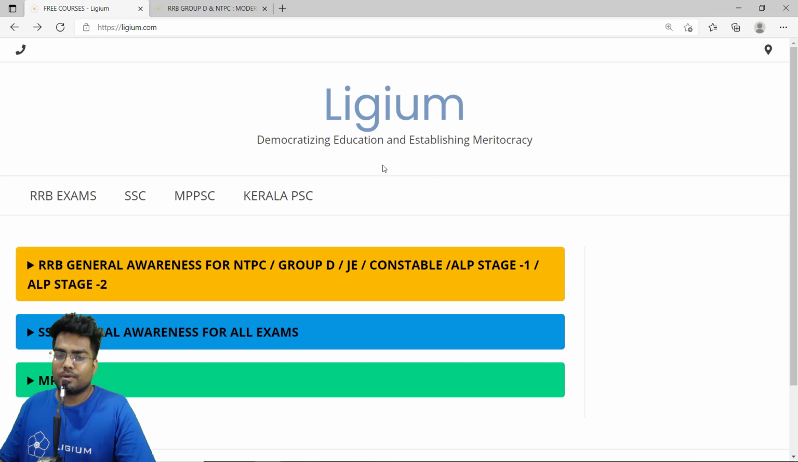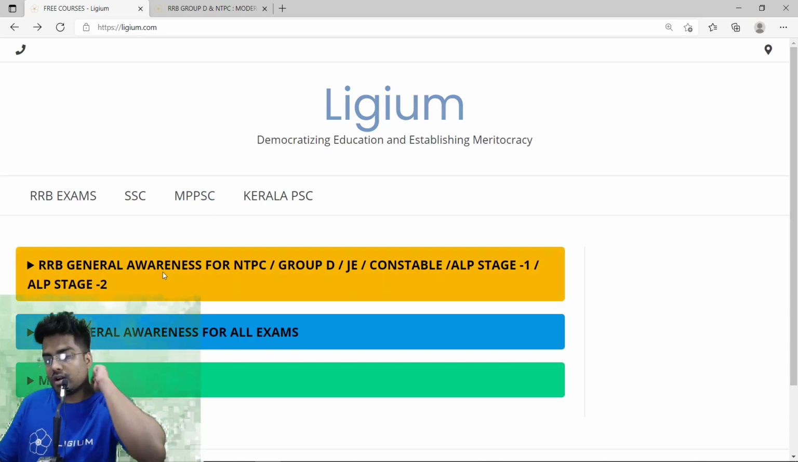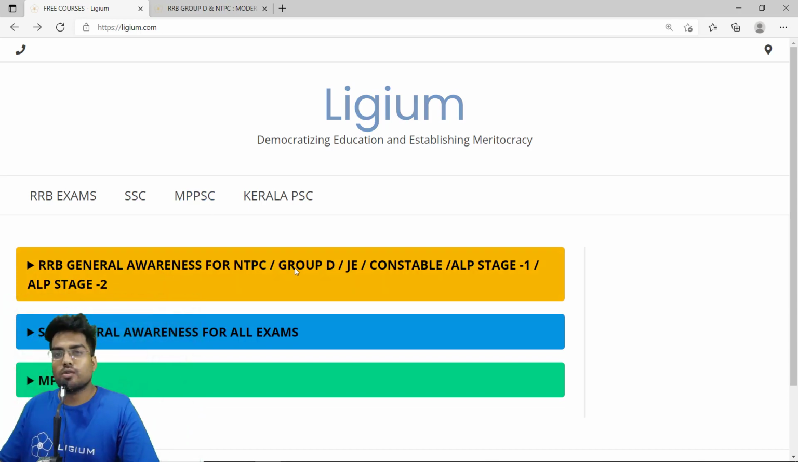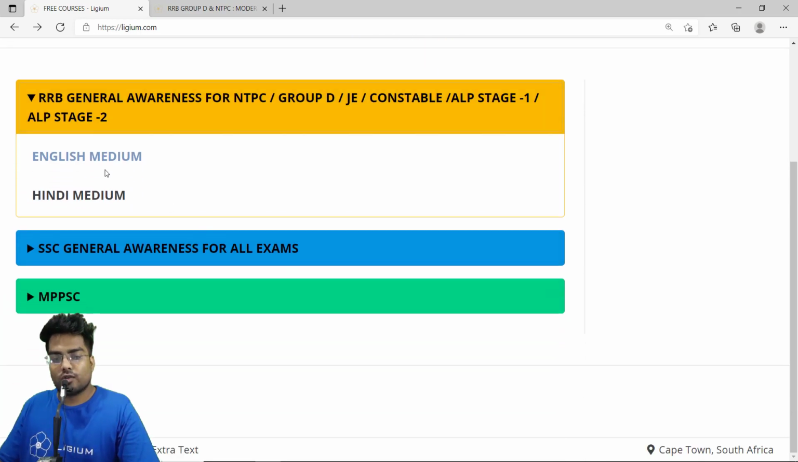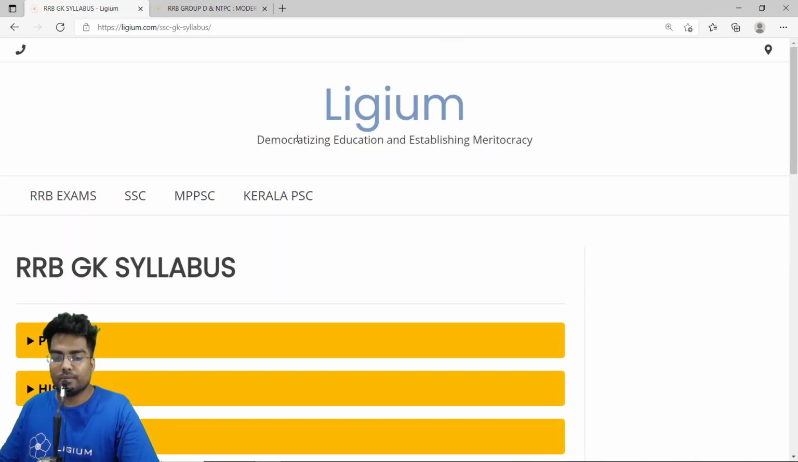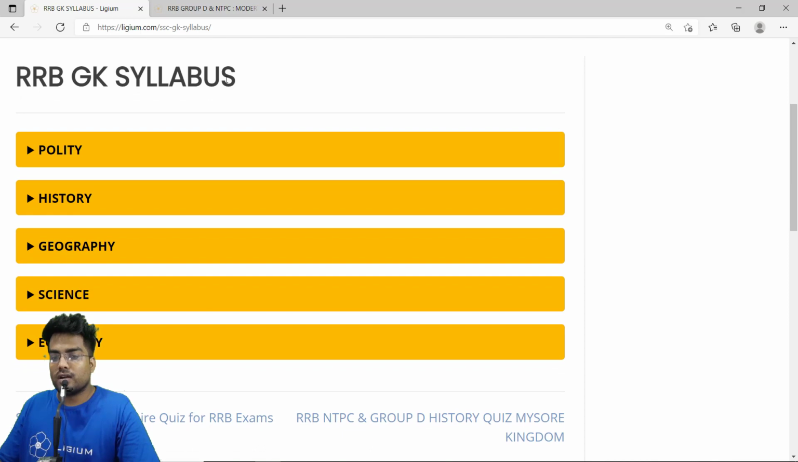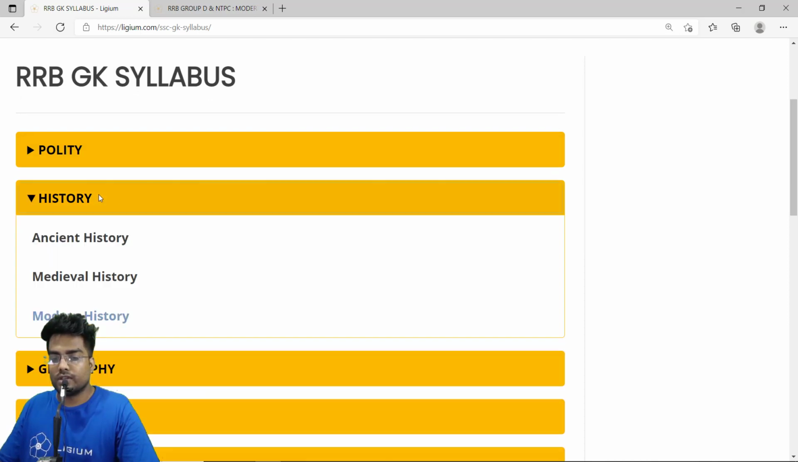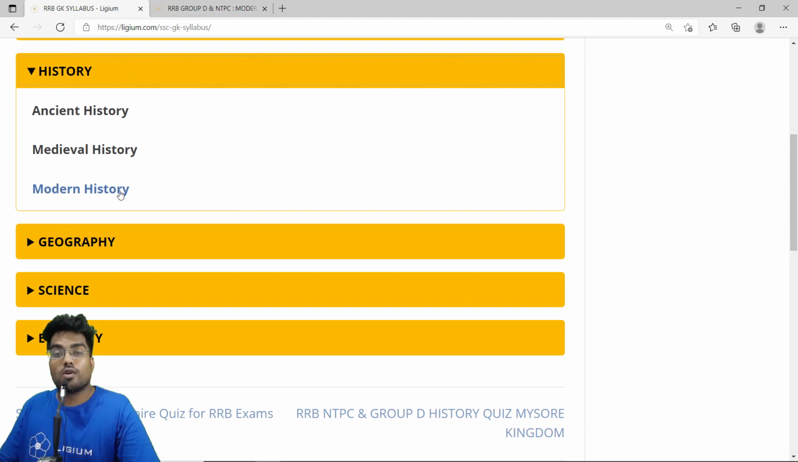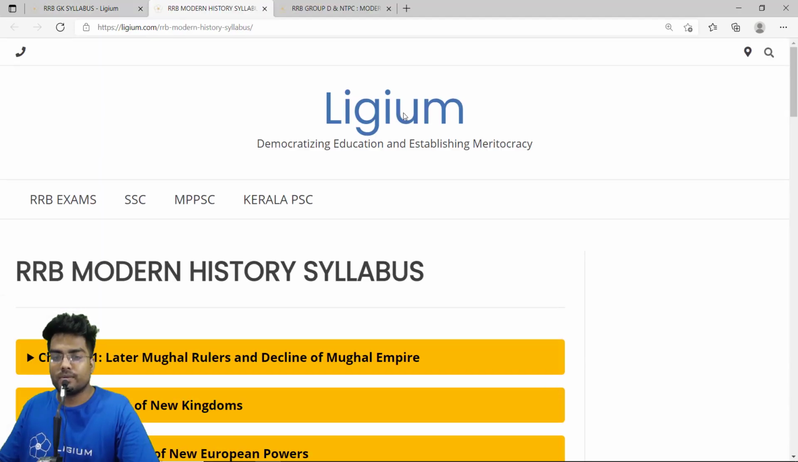First of all, that's pretty much obvious. You have to visit lightgym.com. So this is the website lightgym.com, and here you have to look for RRB General Awareness for NTPC and Group D. You click here and you're going to click on the English medium. Okay, that's pretty obvious. English medium it is. And we have the RRB GK syllabus. We have polity, history, geography, science and economy. We are going with history, and we are just going to click on modern history.